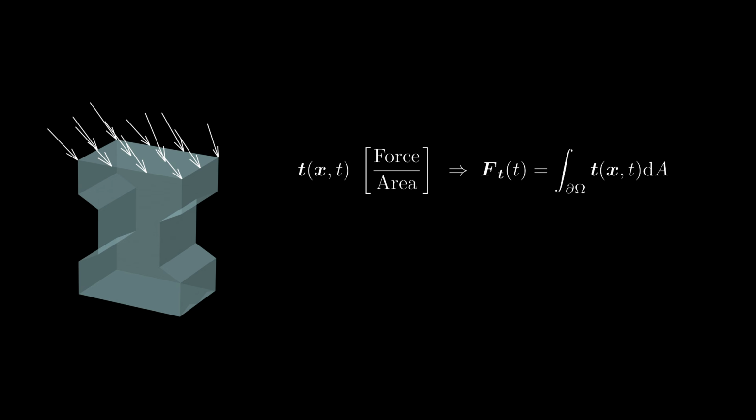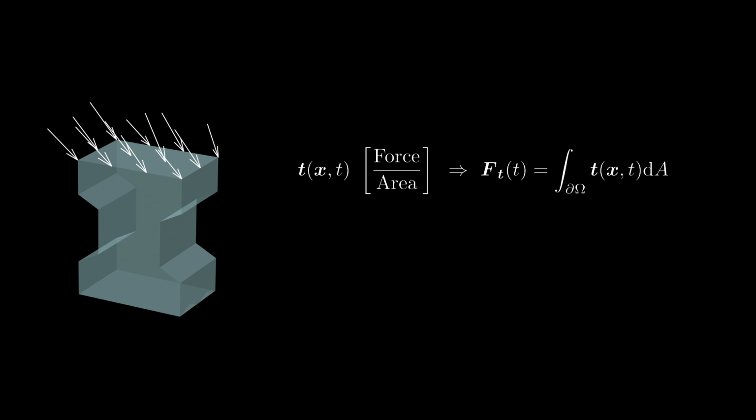To compute the net force, we have to integrate the tractions over the object's surface, which is denoted by partial omega. The dA in the surface integral represents an infinitesimal area element. Note that surface integrals are sometimes written with two integral signs. Here we just use one, which is a common convention in continuum mechanics.